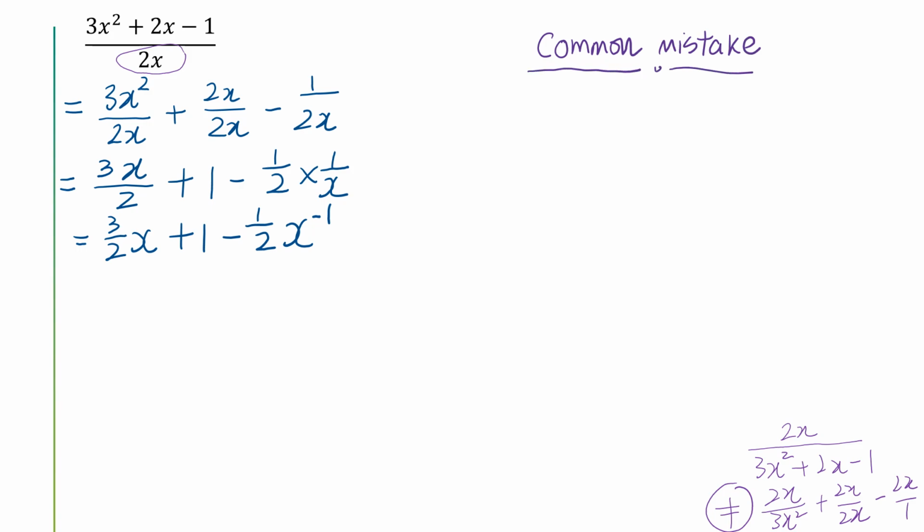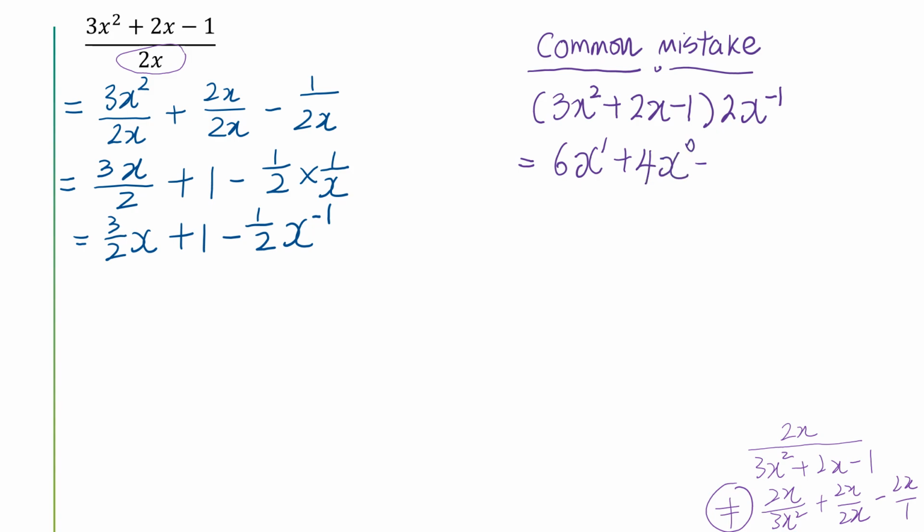Common mistake. Some students like to do it this way. Are you able to point out the mistake? Yes, the mistake is, correct. You also need to change your 2, actually this is not 2. It's not over 2, it's half. It's 1 over 2x. So therefore, you need to convert.